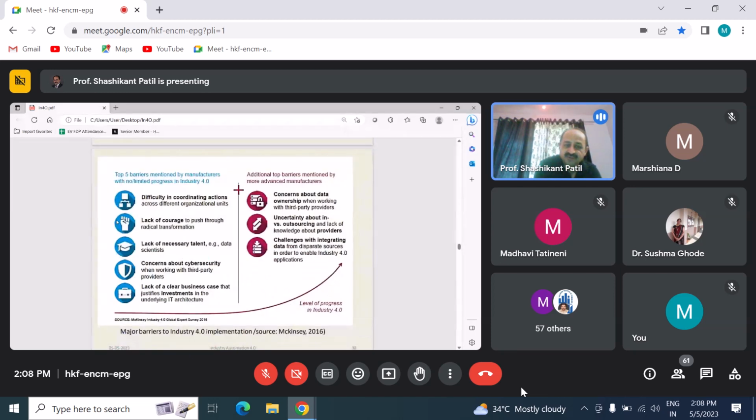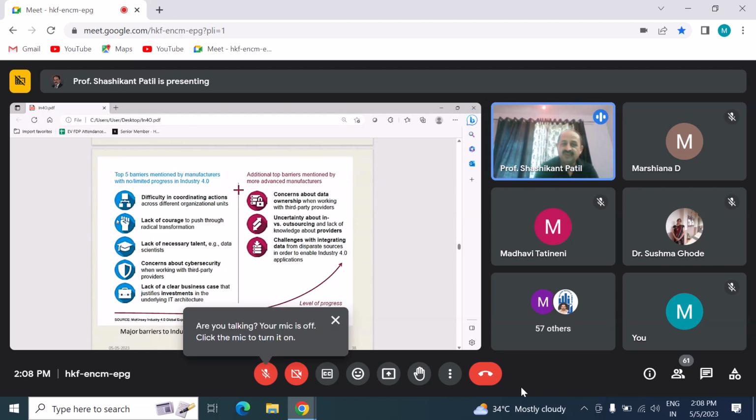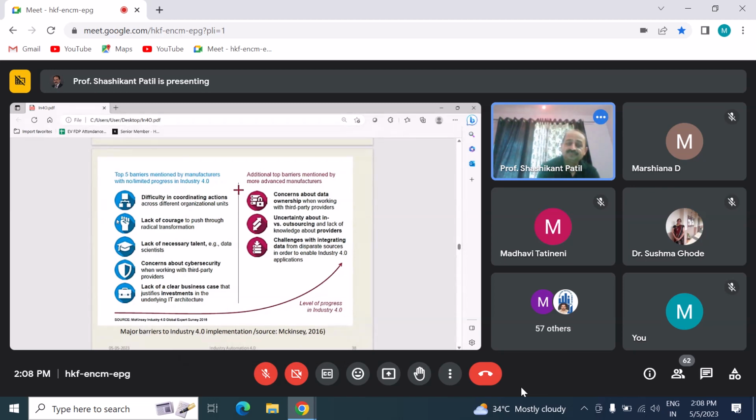Now let us come to the barriers for Industry 4.0 implementation and deployment. It is taken from McKinsey. There are 5 barriers mentioned by manufacturers with limited progress. First is difficulty in coordinating actions. You need to interface with different organizational units. Coordination is one headache, with raw material handling, office and production, quality control, marketing, and all that.